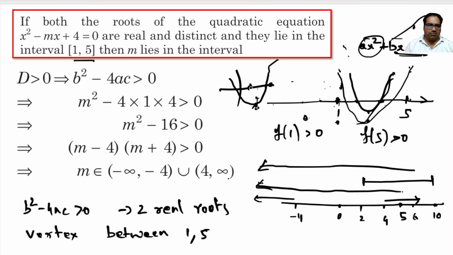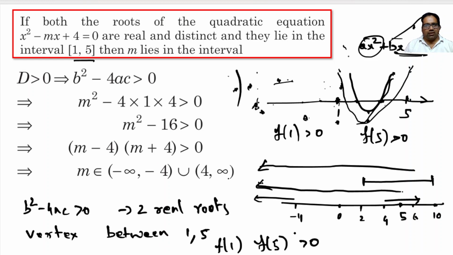If the x coordinate of the vertex is between 1 and 5, we can still create a graph like this, where one of the roots is before 1, or another graph where one of the roots is before 1 or after 5, or in fact a graph where the vertex is still between 1 and 5, and both roots are not between 1 and 5, right? So these two conditions are still not sufficient together. We need one more condition. What is that condition? f of 1, f of 5 should be greater than 0.